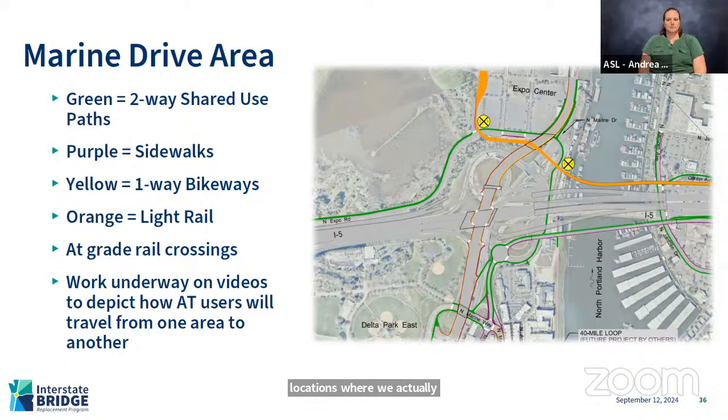As I said, work is underway on the videos to depict how users will go from, for example, Delta Park to Hayden Island or to downtown Vancouver. I think they also will demonstrate how users will get to and from areas in neighborhoods to the nearest transit stations, both on the Oregon side and the Washington side. Let's go to the next slide.